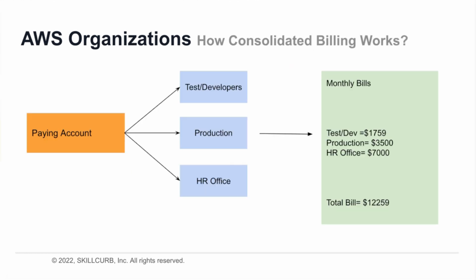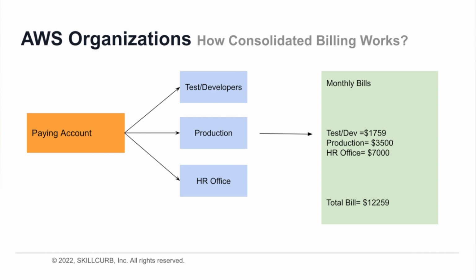Let's take a look at how consolidated billing works. You can turn organizations on and just have consolidated billing, and if you do that, it's going to work like this. So you've got your paying account. This is similar to your root account. Then you've got your multiple linked accounts. So it could be your test and developer. It could be production, it could be HR office, etc. And each of those different AWS accounts have different bills, and the paying account pays those bills, and it gets to realize the economies of scale.